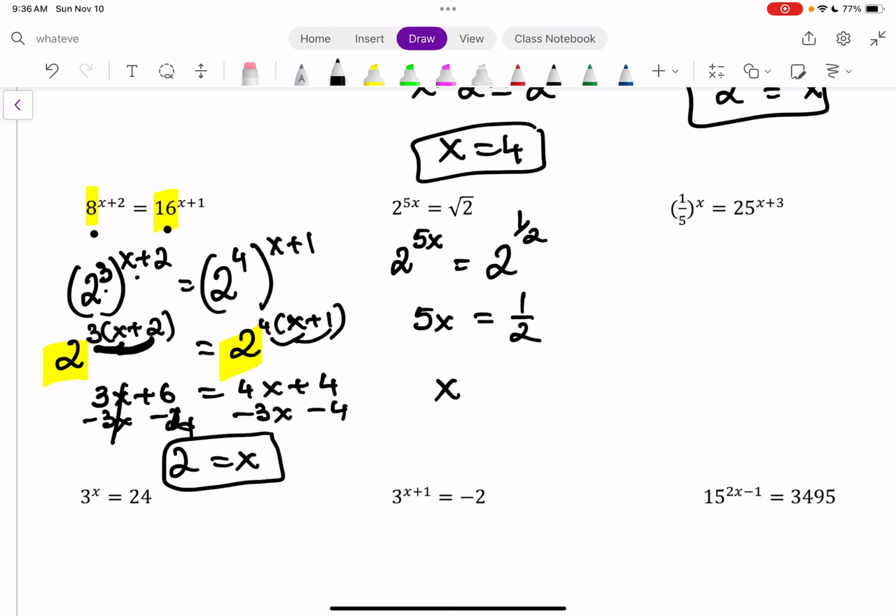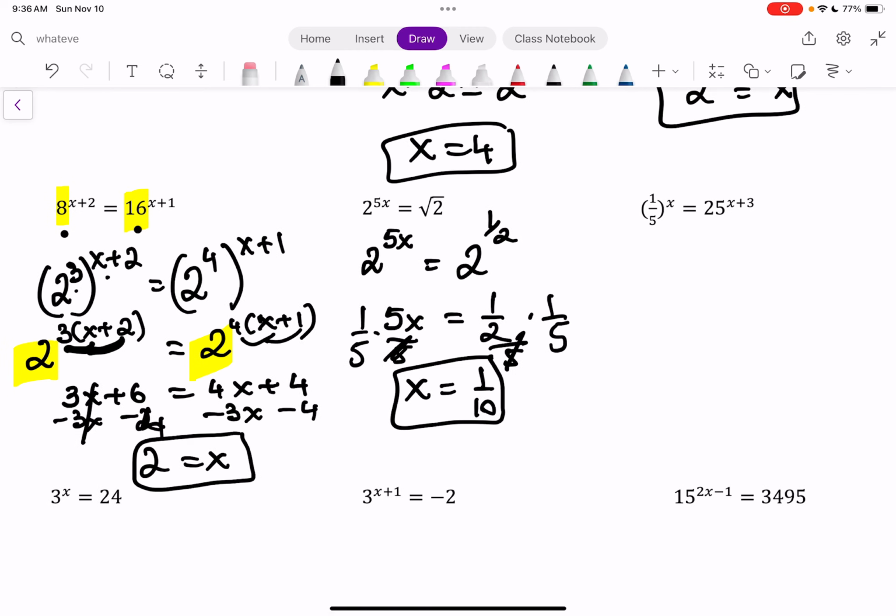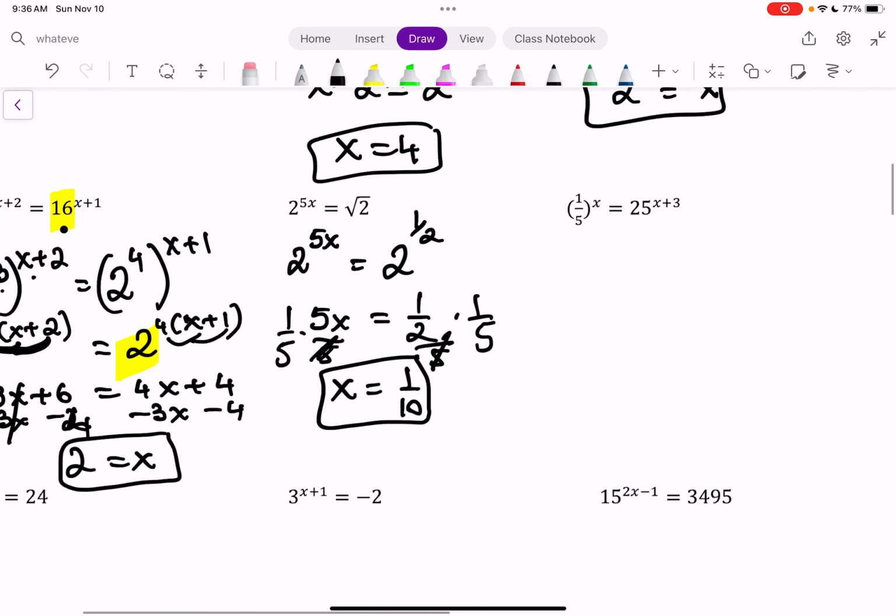So when I divide both sides by 5, this kind of looks funny, but you can take your calculators. 1/2 divided by 5. To divide by 5, by the way, is the same thing as multiplying by 1/5. Okay, so that's why you get 1/10. But you can check it with your calculator as well.